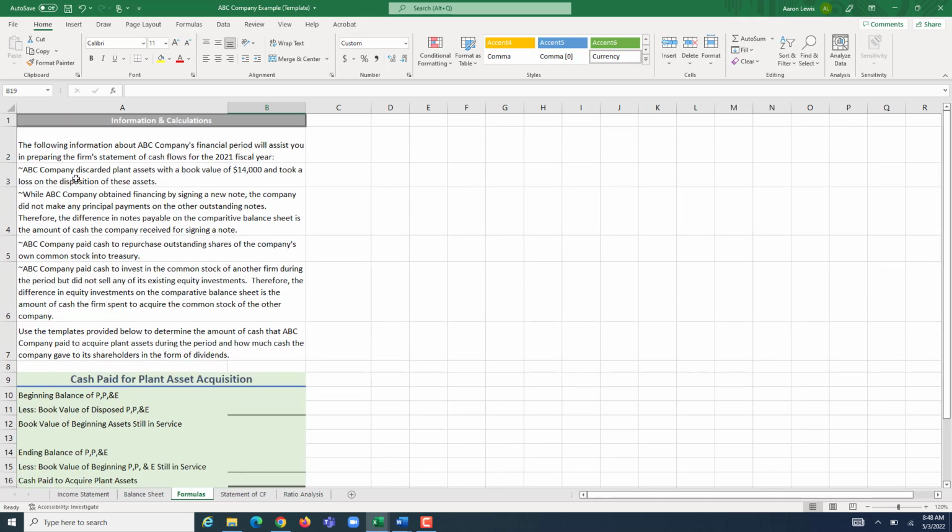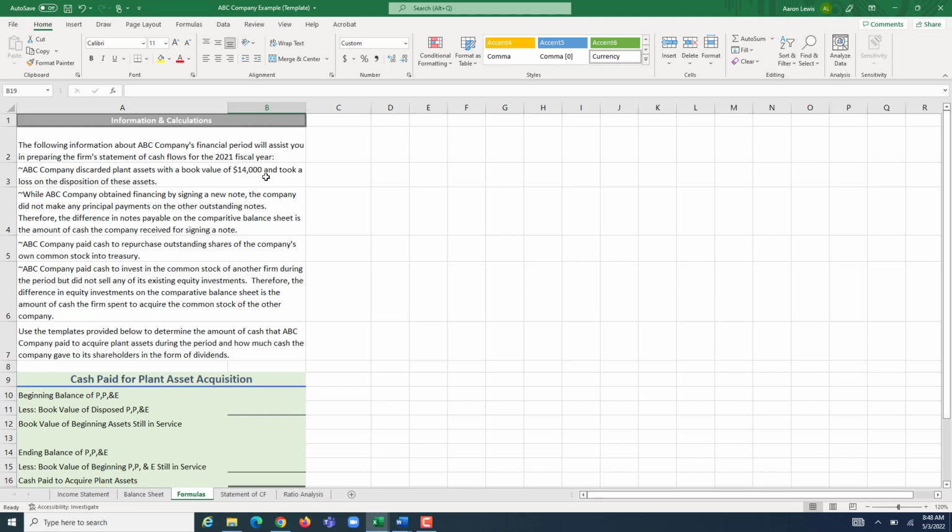What else do we have to work with? Well, we know ABC Company discarded plant assets with a book value of $14,000 and took a loss on the disposition of these assets. So they threw out an asset that their books said was worth 14 grand. If they threw it out, they got 0 for it. So they took a loss in total of $14,000 on their income.